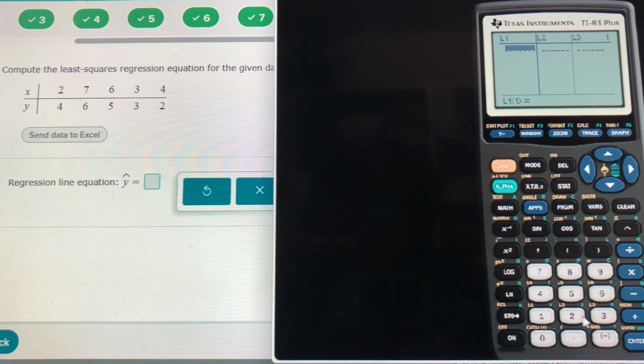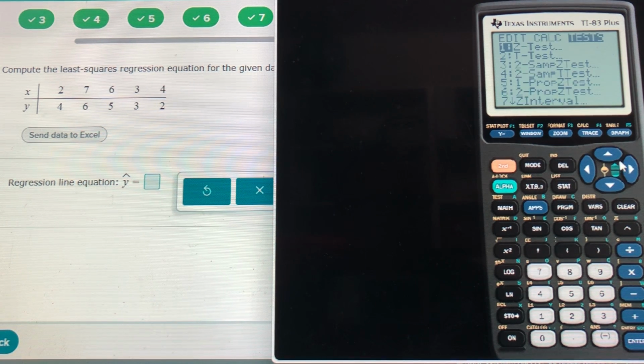Type the X's in L1, and at least this is not a painful list to type. 2, 7, 6, Enter, 3, Enter, 4, Enter. Don't try to sort them either. Keep them in the order they are. 4, Enter, 6, Enter, 5, Enter, 3, Enter, and 2, Enter.